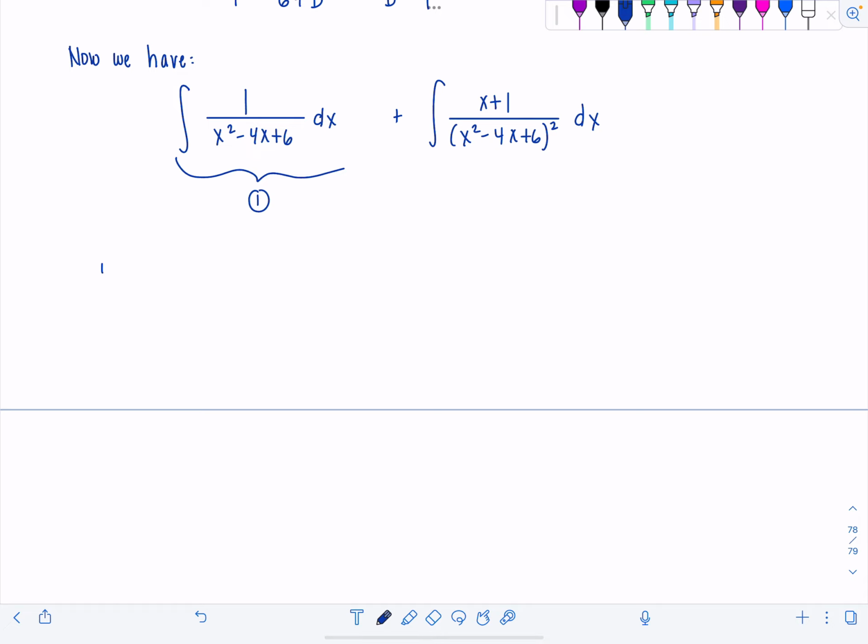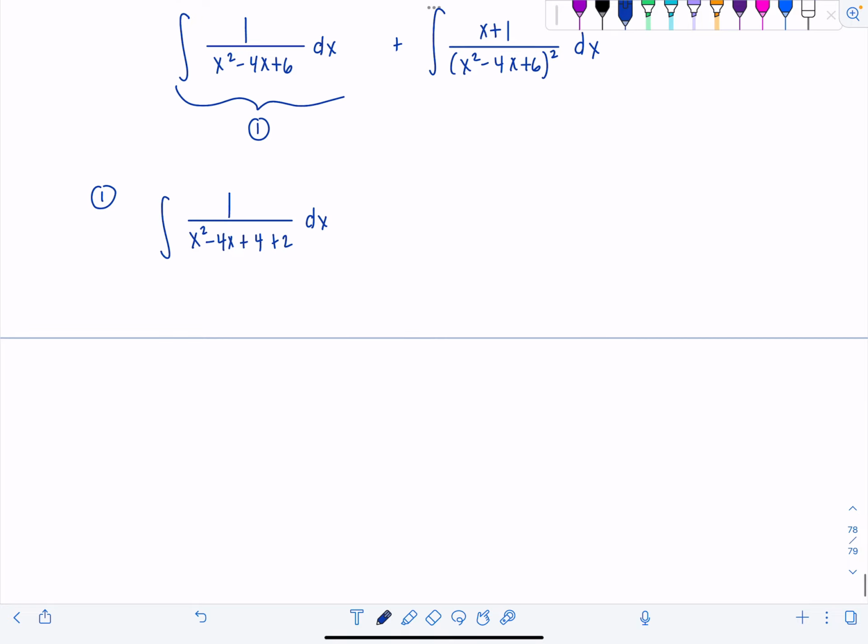So for integral number 1, what to do? Well, we have a constant over a quadratic expression, and what we're going to need to do is complete the square. So x squared minus 4x plus 6. x squared minus 4x plus 4 is a perfect square trinomial, so I'm going to steal that 4 from the 6 and break it up into 4 plus 2. Now I'm able to rewrite the denominator: the whole thing is 1 over (x minus 2) squared plus 2 dx. Why is that good?